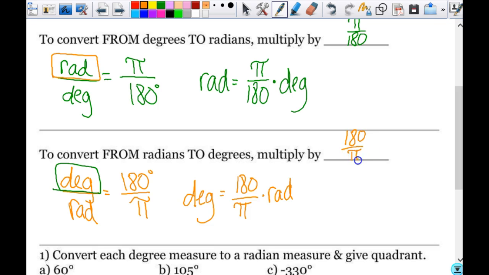So it's either 180 over pi or pi over 180. It's as easy as that. And so you just have to decide, am I trying to divide the pi out of it, or am I trying to put the pi into it? Figure it out either way. Easy enough?